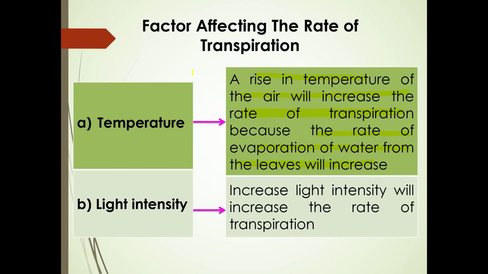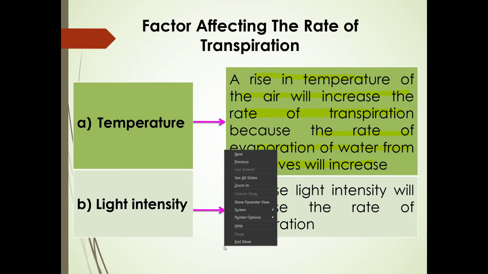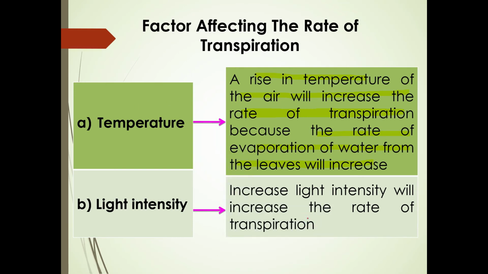So this one we can conclude: higher temperature, higher rate of transpiration. How about the light intensity? Just now we decreased the light intensity. So when the light intensity is decreased, what will happen to the rate of transpiration? The rate of transpiration also will decrease.